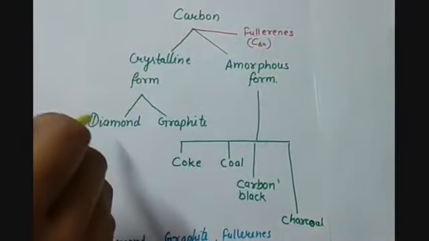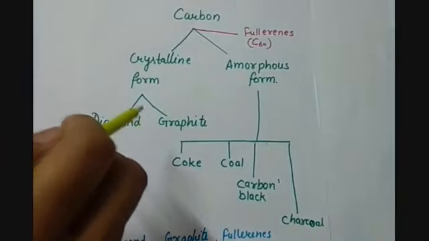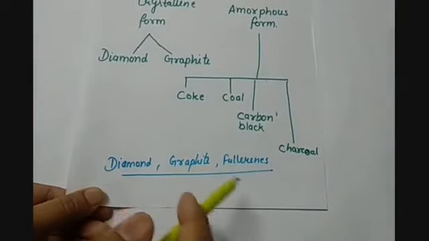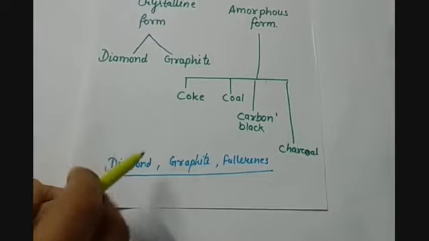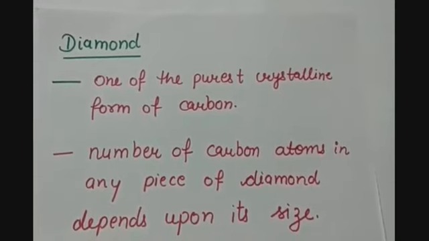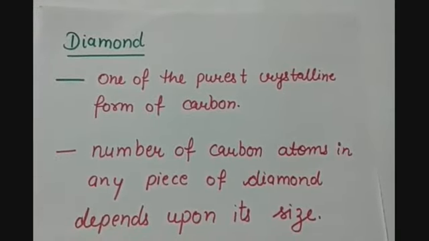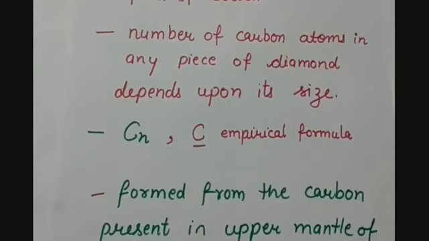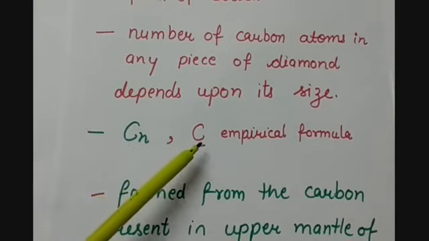Although we have a lot of allotropes of carbon, we will do diamond, graphite and fullerenes, as these 3 are the main allotropes of carbon which are widely used. Diamond. Diamond is one of the purest crystalline forms of carbon. The number of carbon atoms in any piece of diamond depends upon its size. Therefore, diamond may be described by the general formula Cn, or capital C.